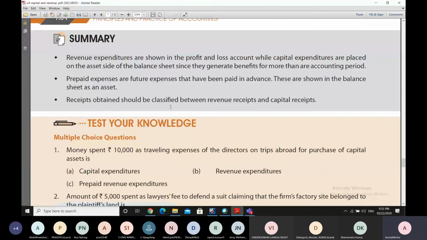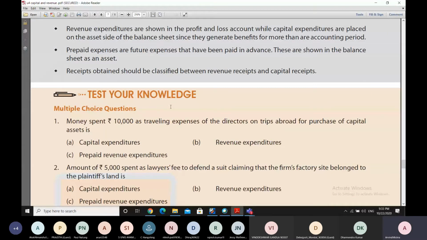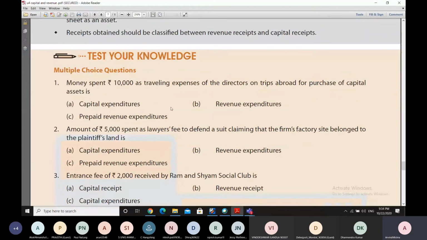Now that we have come to the end of this chapter, we'll do some questions. The first question is, the money which was spent, let's say 10,000 rupees, it was a traveling expenditure of the directors on the trips abroad for purchase of the capital assets. And as we have seen that this amount was spent on the directors' travel because directors went abroad to purchase the capital asset. Therefore, the traveling expense is relatable directly to the purchase of the capital asset, and therefore it is a capital expenditure.